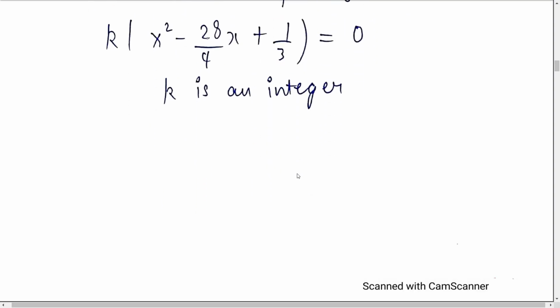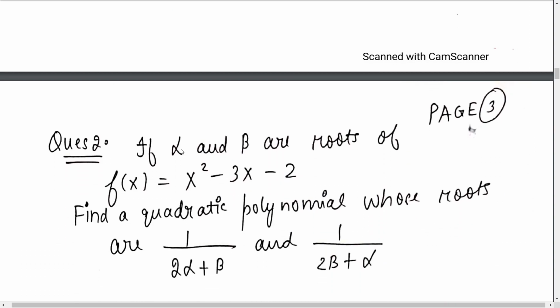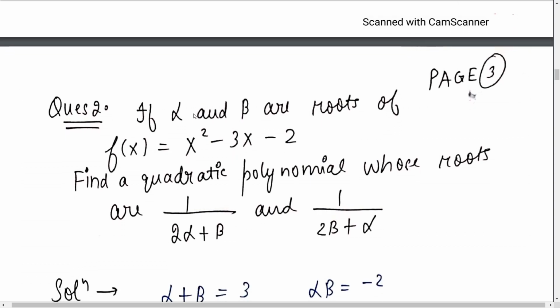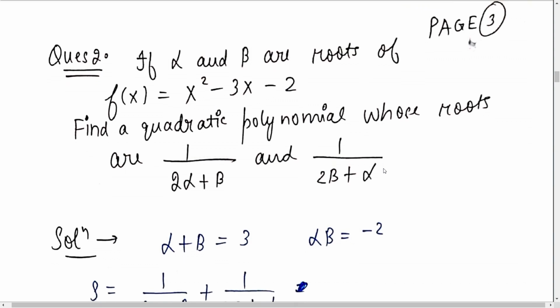So let's go to the second question. On a similar basis, let's try one more question. So alpha and beta are the roots of this polynomial. Find a quadratic polynomial whose roots are 1 upon 2 alpha plus beta and 1 upon 2 beta plus alpha. I've taken this question from R.D. Sharma exercise. You can refer that book, right?